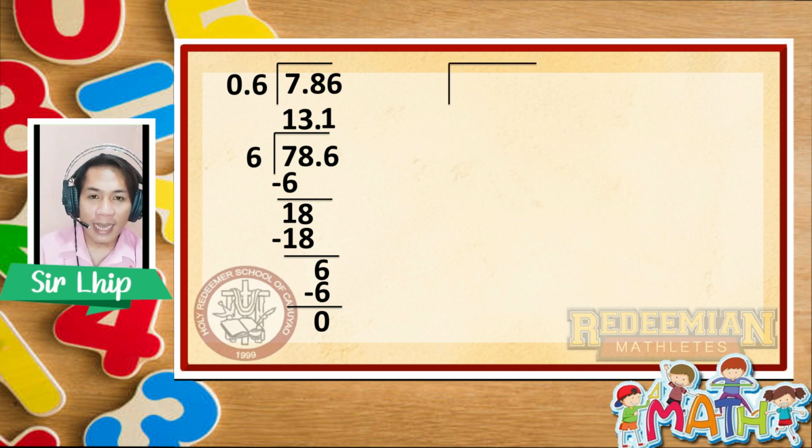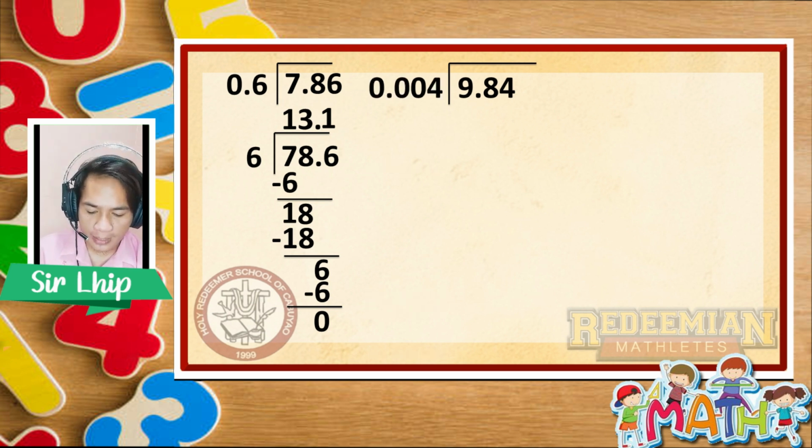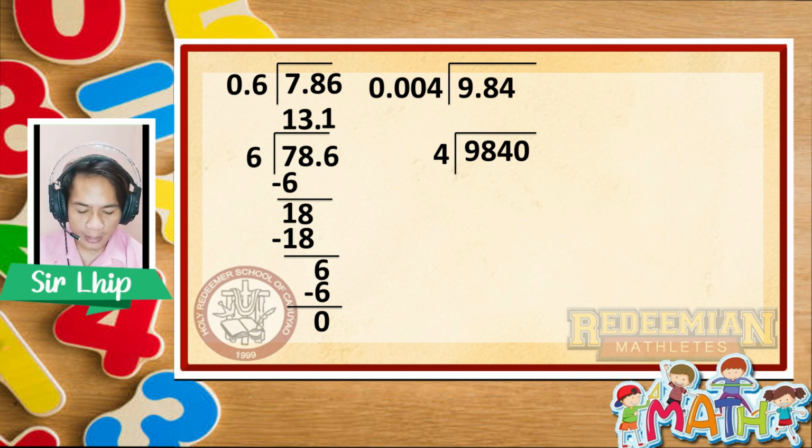Another example, 9 and 8400 divided by 4000. So, move 3 places to the right to make it a whole number, and also 3 places in the dividend. So, 4000 becomes 4 and 9 and 8400 becomes 9840.